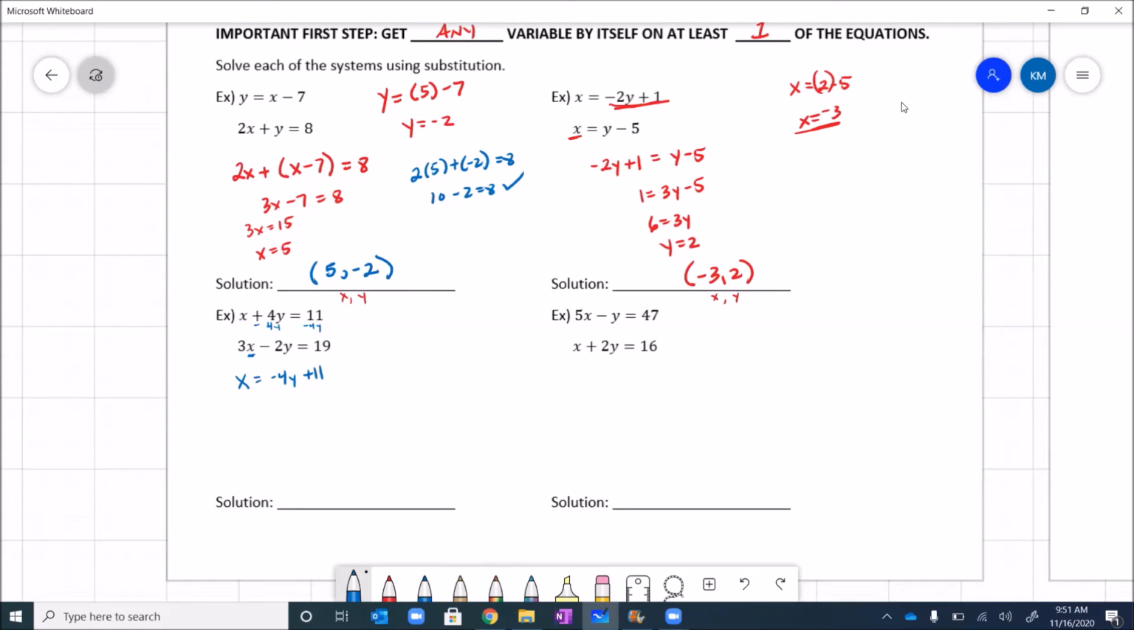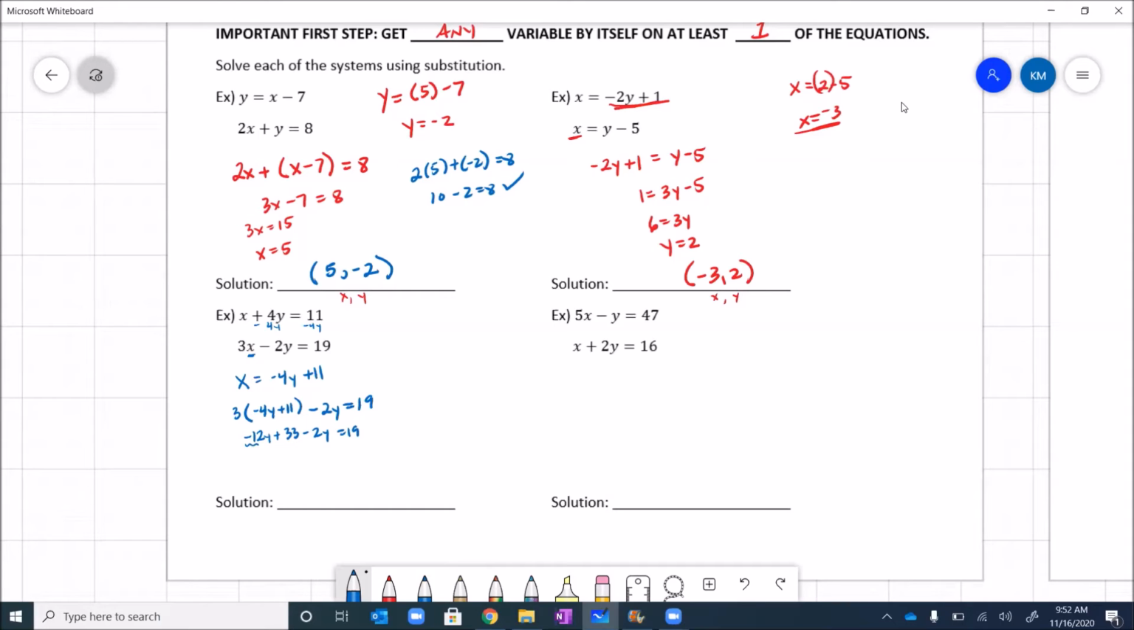So I'm going to rewrite the second equation as 3 times (-4y plus 11) minus 2y equals 19. Notice that everything else in the problem stayed the same except the substitution part. I changed x to -4y plus 11 because I've already seen that those are the same things. And now I go and solve. So I got -12y plus 33 minus 2y equals 19.